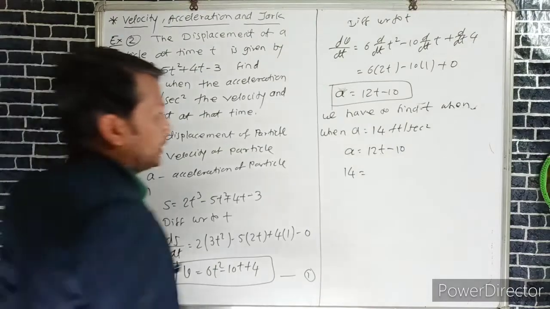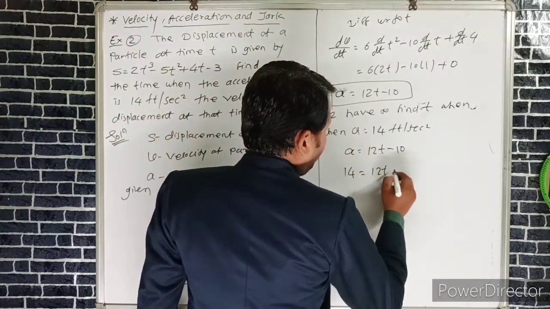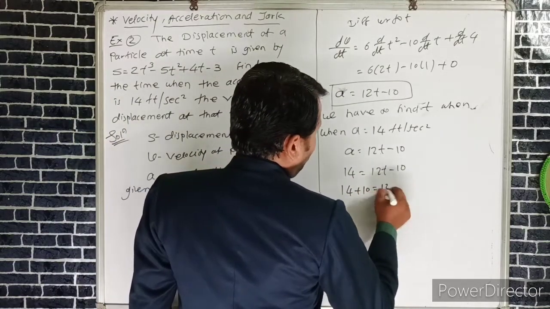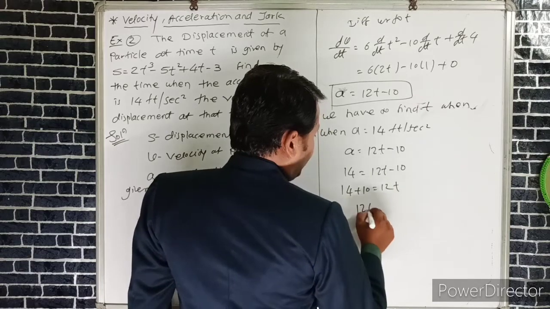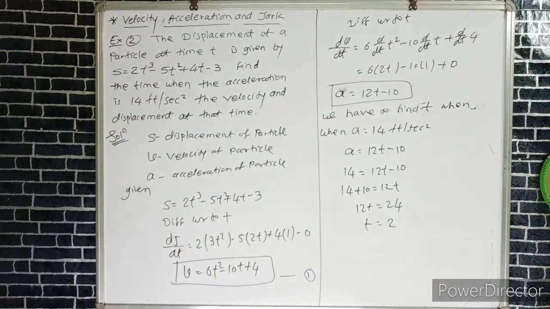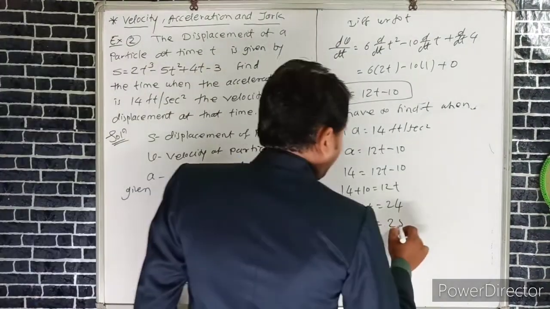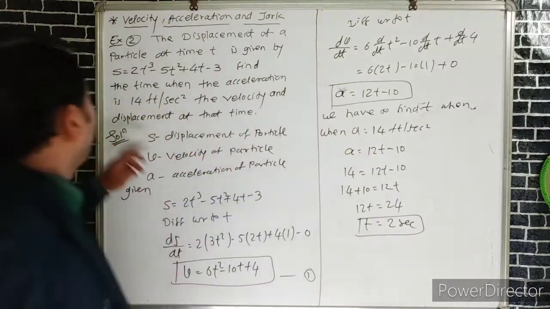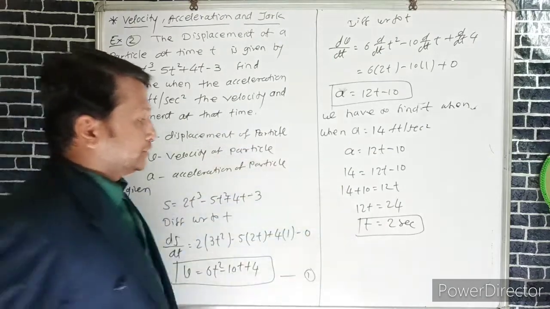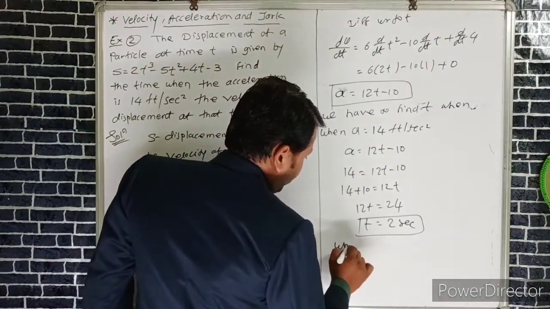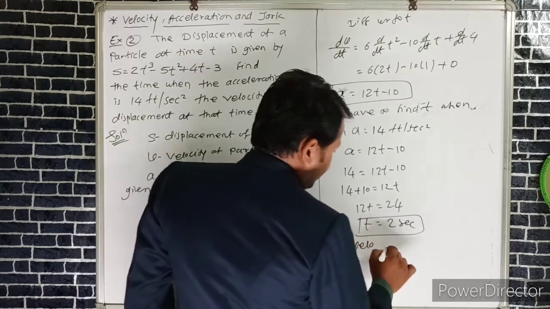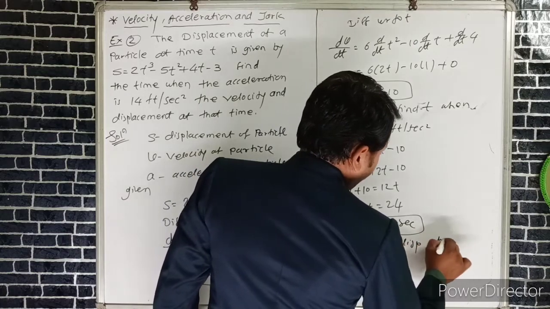So here 12t − 10 = 14. If we take this 10 to the right side, we can write 14 + 10 = 12t. 12t = 24. Then t = 2 seconds. Now we have to find the velocity and displacement at that time, when t is equal to 2.